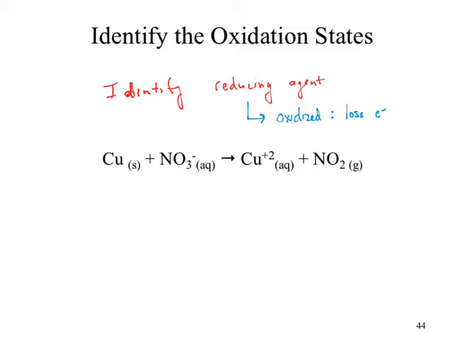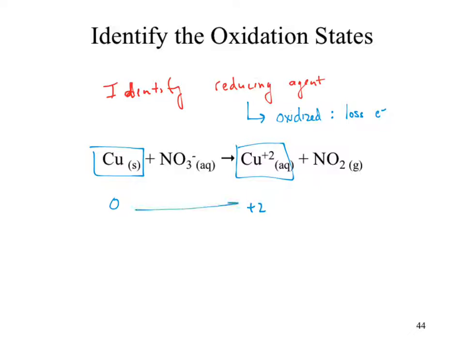So now I can go through and look at this equation and try to come up with, as quickly as possible, the species that lost electrons. I could identify the oxidation state for every single element, but I don't have to. I'll identify the easiest ones. Copper in the reactant is all by itself. What's the oxidation state? 0. Copper in the product, all by itself. What's its oxidation state? +2.